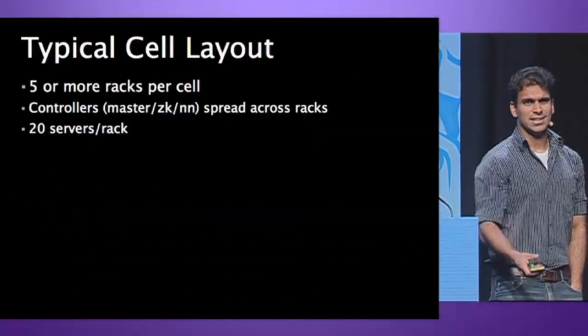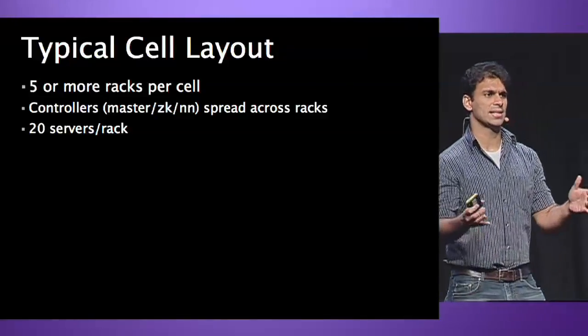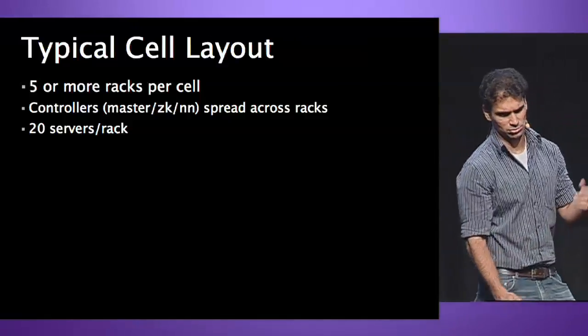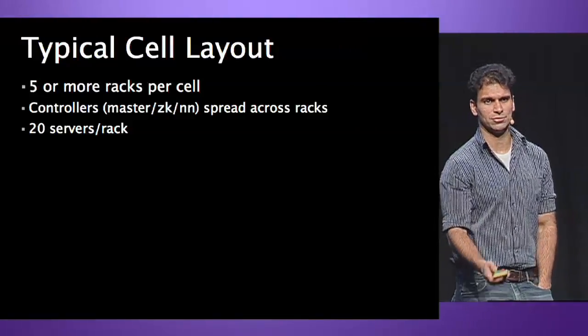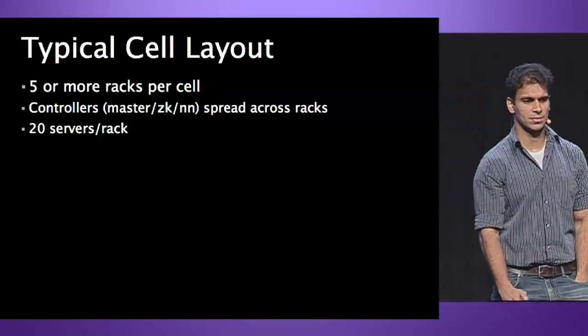Okay. What is a typical layout of a cell? So we have 5 or more racks, and that number is dictated by the fact that you need at least 5 machines for Zookeeper, so to reach a quorum and still be available for long periods of time. So let's throw 5 boxes in there, 5 racks.